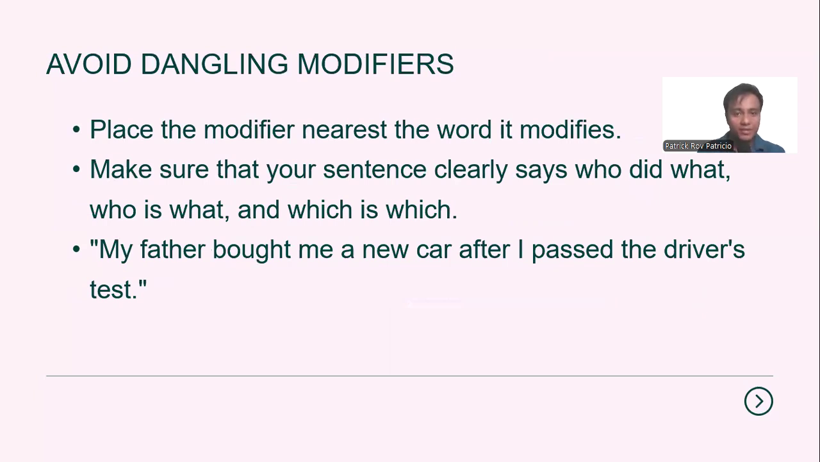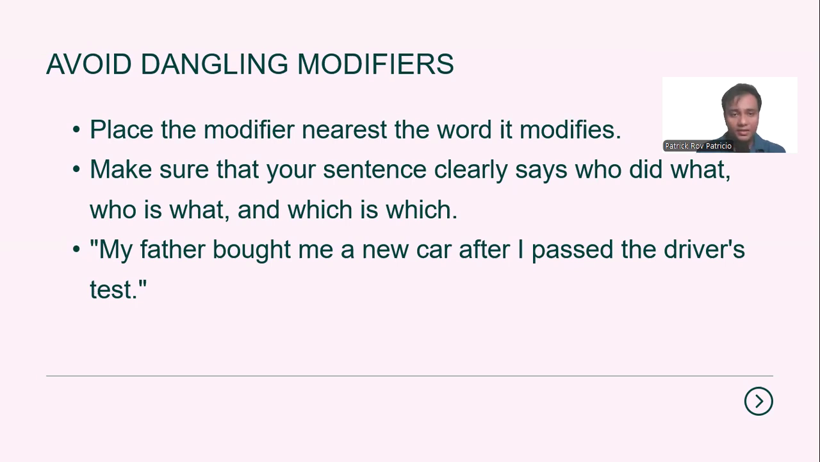Next is to avoid dangling modifiers. Place the modifier nearest the word it modifies. We must make sure that we are not using dangling modifiers, because again, it can cause confusion on who is who, or who did what, or what did they do. So here, make sure that your sentence clearly says who did what, who is what, and which is which.